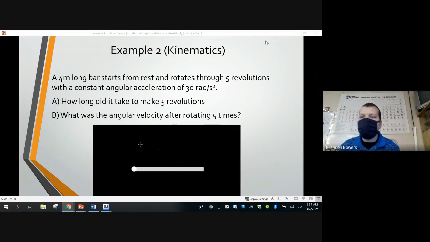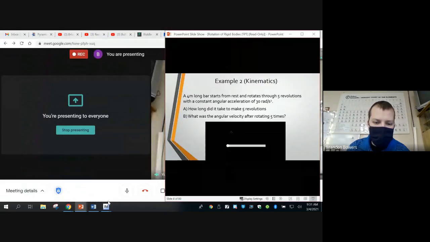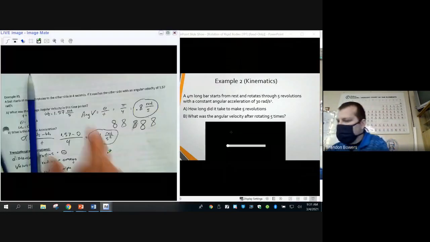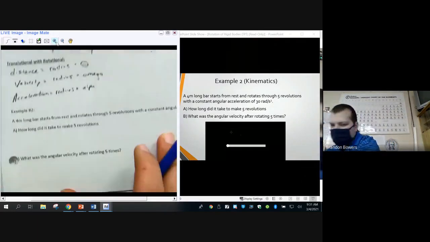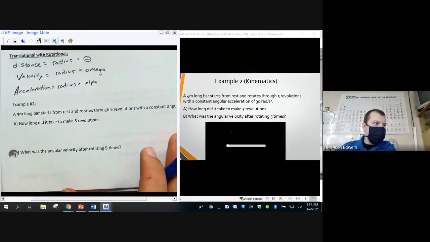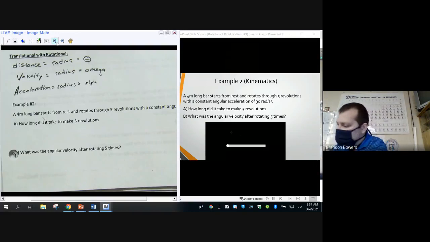Okay, so once again, as you guys kind of remember with kinematics, you write down all the information you know first. So let's do that. Let's write down, what do we know? Omega initial is 0.